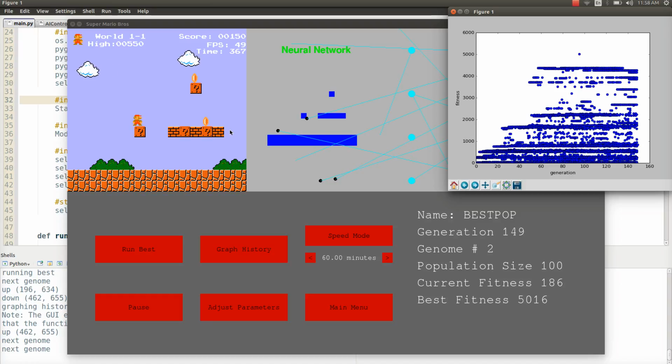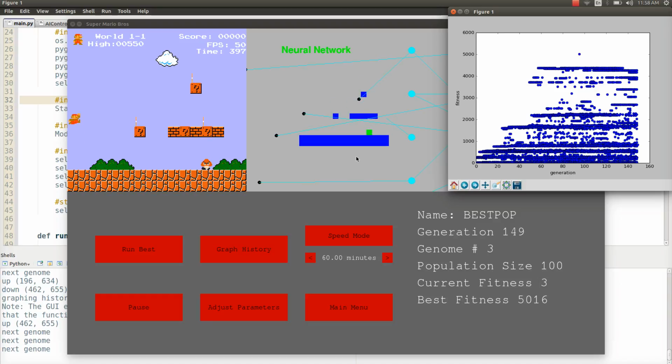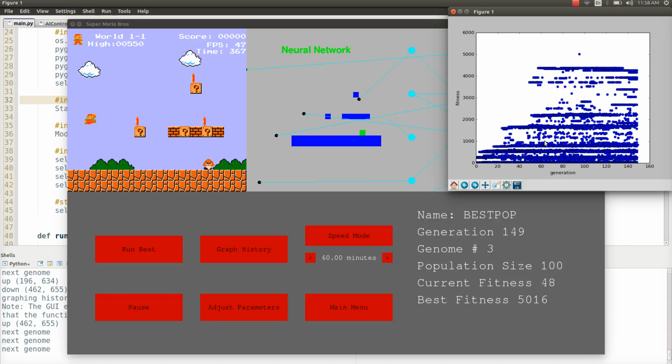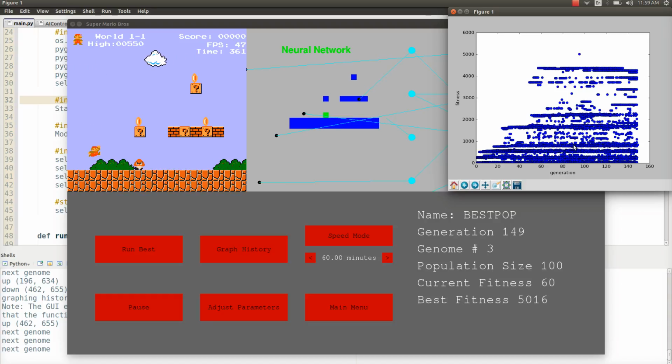Another way to protect that is to speciate your genomes and protect each species. So when a genome is created with a differing topology from the rest, it's added to its own species and protected by the fitness algorithm. So you can see that there are some species that are banded together, and genomes that are banded together, that aren't as effective as the others, but are still part of the population for an extended period of time.